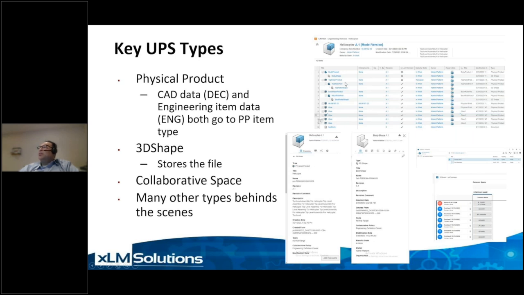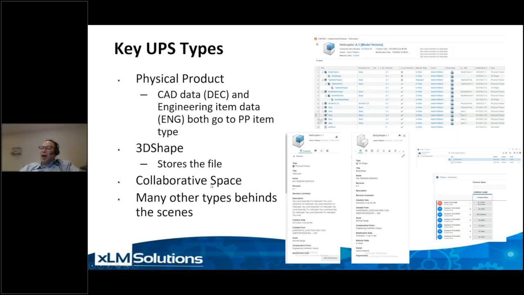And this is what a physical product graphically is represented as in the platform. Here you can see the attributes, in a BOM type of structure. We also have a type called 3D shape, which will store the CAD file within it. And you can see here, we have the physical product, and as a child of it, the 3D shape object, which has the CAD file. Here's another representation of it.